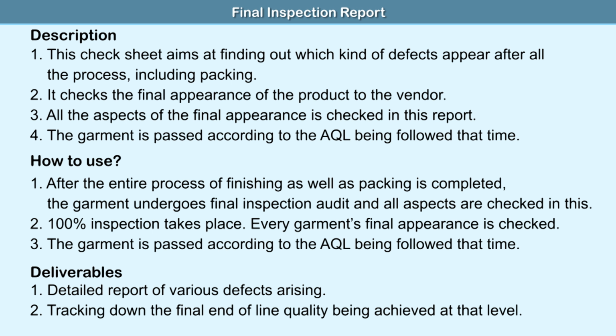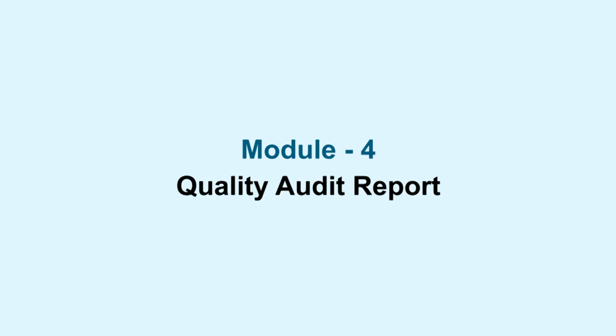Deliverables: detailed report of various defects arising, tracking down the final end of line quality being achieved at that level. Quality audit report. This report talks about the quality audit from technical point of view in an apparel manufacturing factory.